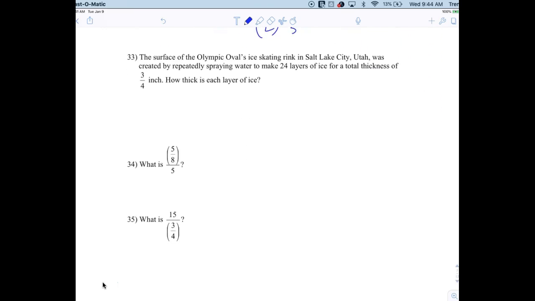All right, next. This was a really good problem. The surface of the Olympic oval ice skating rink in Salt Lake City, Utah was created by repeatedly spraying water to make 24 layers of ice for a total thickness of 3/4 of an inch.